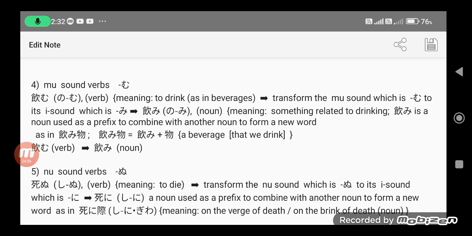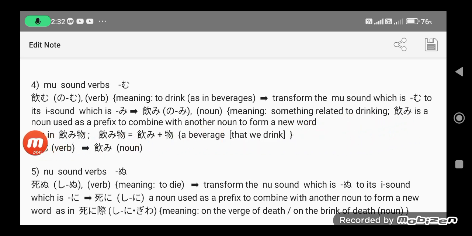So mu sounds. An example of a mu sound is nomu, meaning to drink. Now we have the mu. What's the I sound for mu? Mi. So the I sound for mu is mi. We change it to mi. So nomu becomes nomi, and it's now a noun because it has undergone the process of extraction of stem. Nomu is now nomi, and it is now a noun meaning something related to drinking.